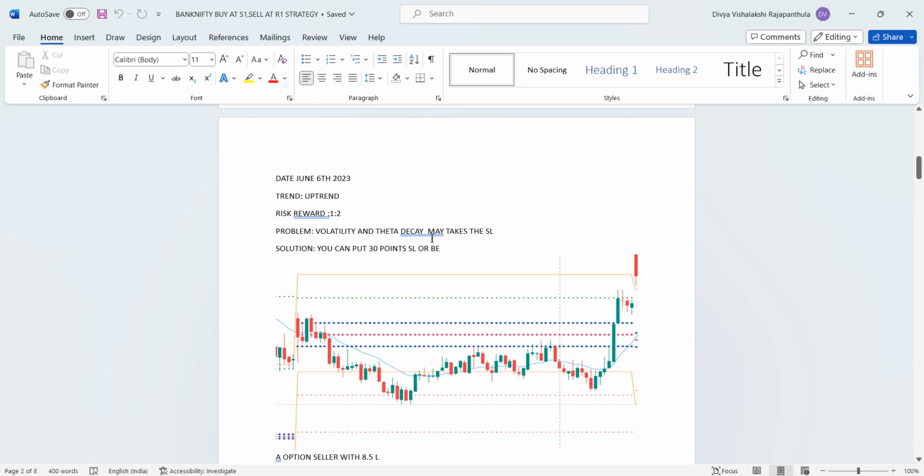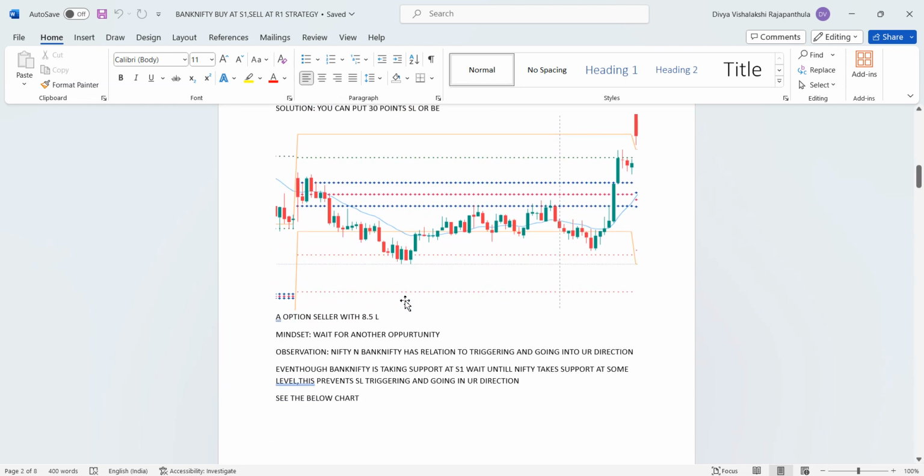Volatility and theta decay take the stop loss. This is the problem I have faced, and this is the solution I have suggested: you can put a 30 points SL or below it. Whenever such situations happen, I have to put a 30 points stop loss, and I keep on revising this every day. What happened to my trades, what is the pre-market analysis, everything. I just think about it for a while, and I understood what I have to do. See, I have written this: an option seller with 8.5 lakhs will win the game. And mindset: wait for another opportunity. If my stop loss triggers, I will wait for another opportunity.